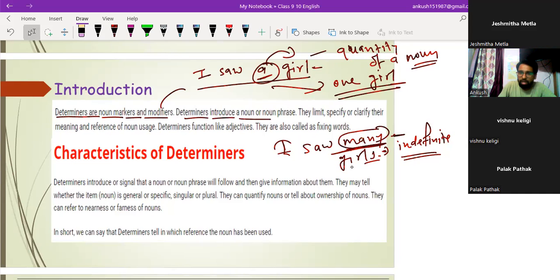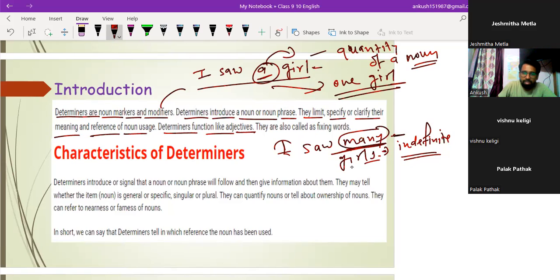Determiners introduce a noun or a noun phrase. They limit, specify, or clarify the meaning and reference of noun usage. Determiners function like adjectives. They are also called fixing words. I mean, they fix the position of a noun. And most of the time, they work as adjectives.